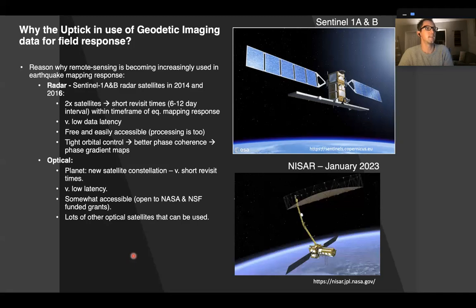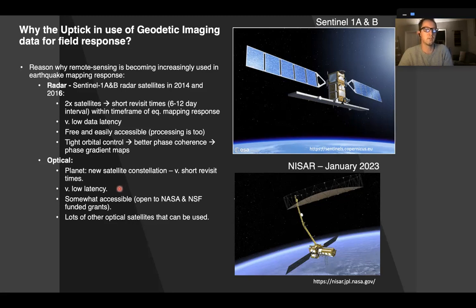And then the other reason is the optical data. On the optical data side, there's an increasing number of satellites that are being launched. Planet Labs is one good example, which is a large constellation of shoebox size satellites that provide very short revisit times on the order of hours, less than a day.